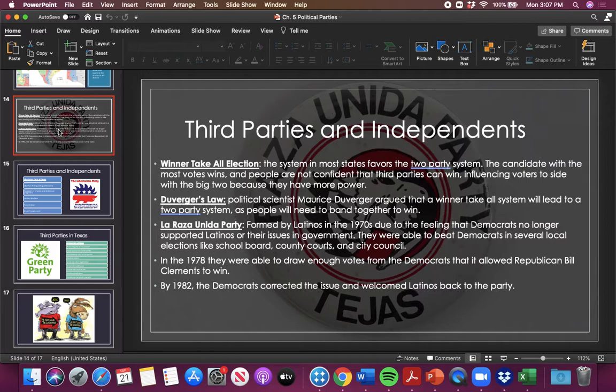But they were able to pull enough votes away from Democrats that in 1978, Bill Clements wins the governor's office. And so it makes it very apparent to Democrats that they can't be competitive in the state of Texas without the Latino vote. And so by 1982, Democrats change their platform, integrate the issues of Latinos, and many of those Latinos that formed the La Raza Unida Party come back to the Democratic Party.